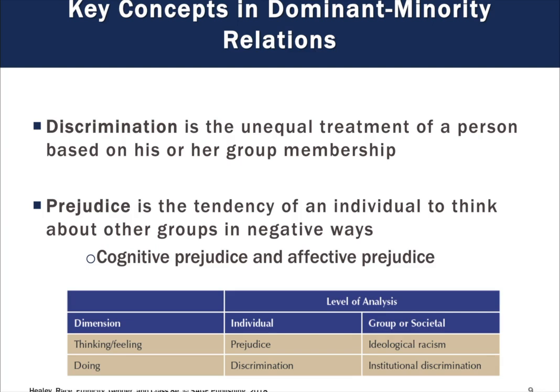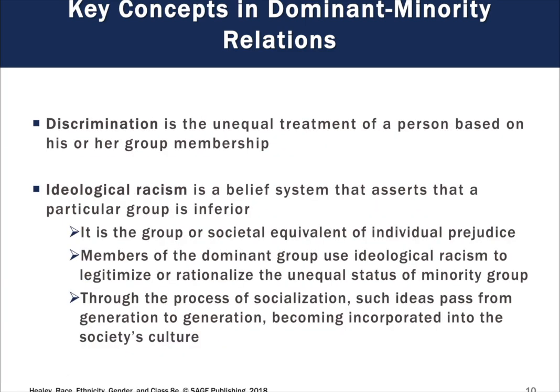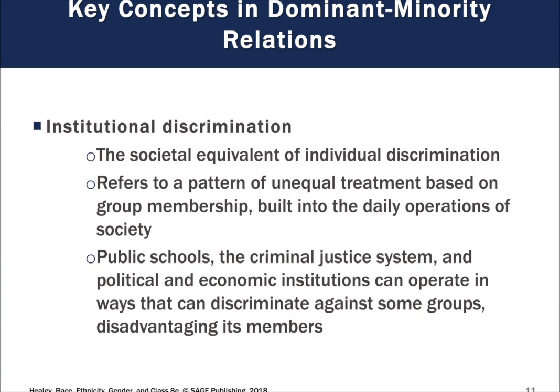But then it talks about ideological racism as a group or societal trait, and institutional discrimination, again, as a group or societal trait. And so in your textbook, where it talks about thinking and feeling, prejudice becomes something in the thinking or feeling realm, but then taking action on that prejudice fits with discrimination. So discrimination, again, is unequal treatment of a person based on their group. There is ideological racism, and that's a systemic belief that asserts that a particular group is inferior. And so when we look at racism within the United States, part of what we're dealing with is an ideological sense of racism.